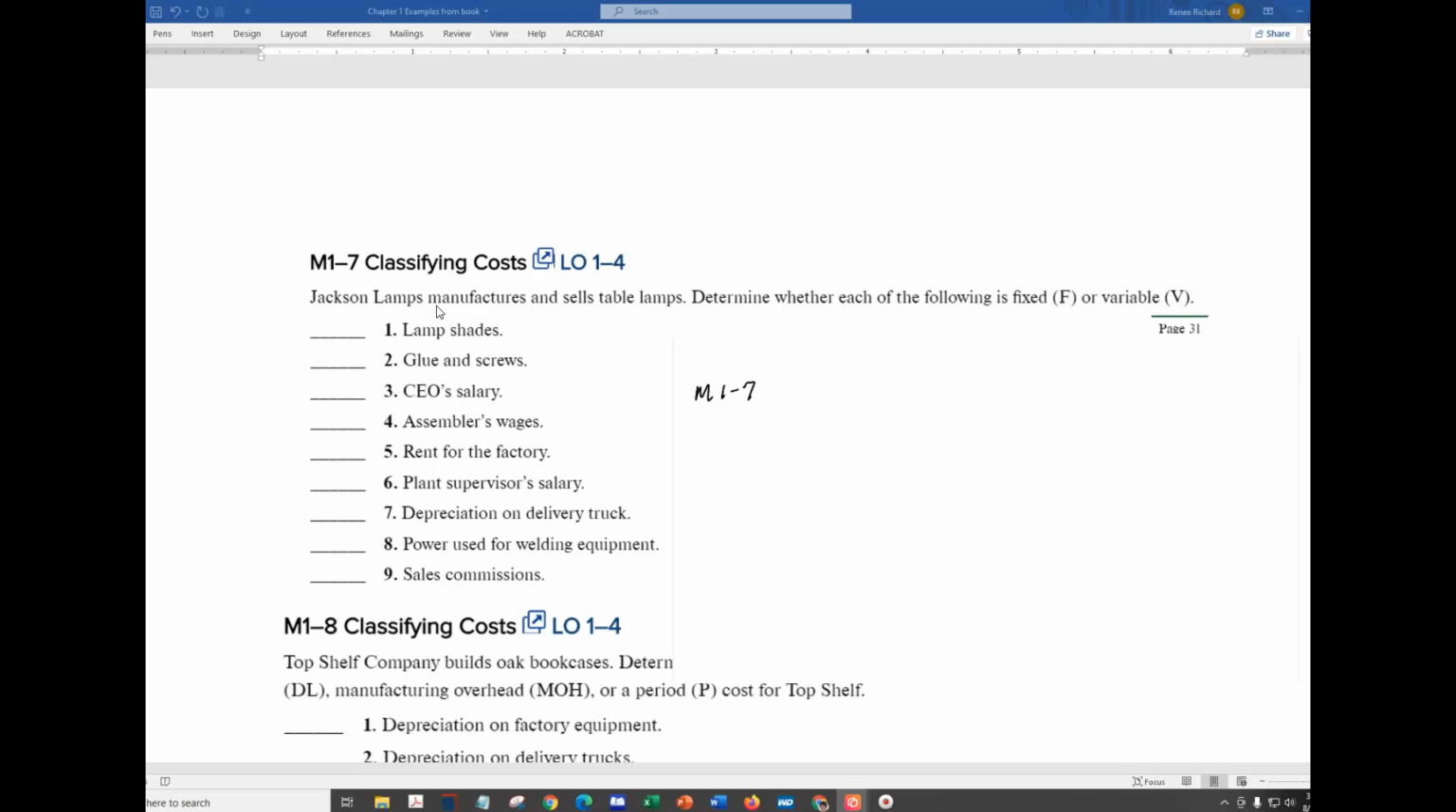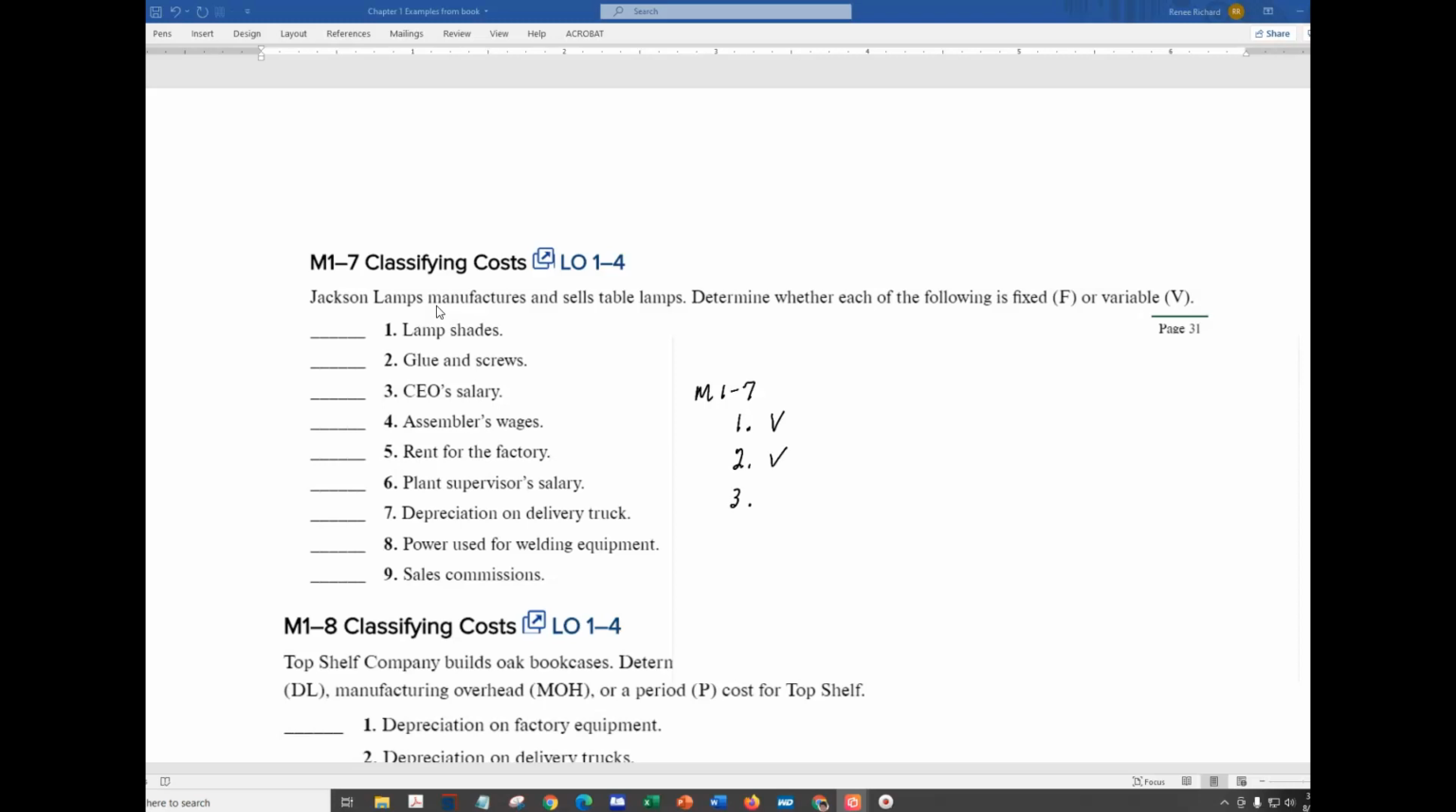Jackson Lamps manufactures and sells table lamps. We want to determine whether each of the following things is fixed or variable. So for number 1, lampshades, is that fixed or variable? If we produce 1 lampshade versus producing 10, does it change? Yes, it does change, so that's variable. The glue and screws used in manufacturing, is that fixed or variable? Well, it goes up. If we produce 1 more lamp, we use more glue and screws, so that's variable.